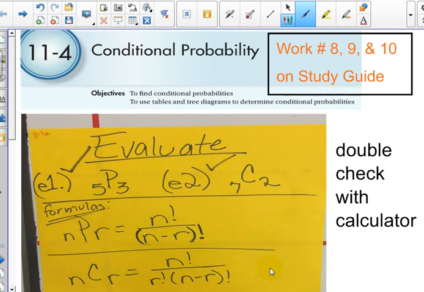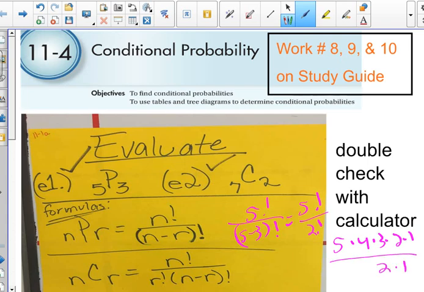So our 5P3 is going to be 5 factorial over 5 minus 3 factorial, which is 5 factorial over 2 factorial. Well, we can simplify that, right? Because 5 factorial is 5 times 4 times 3 times 2 times 1, and 2 factorial is 2 times 1. So our 2's and our 1's cancel out, and we're left with 5 times 4 times 3, which is 20 times 3, which is 60.